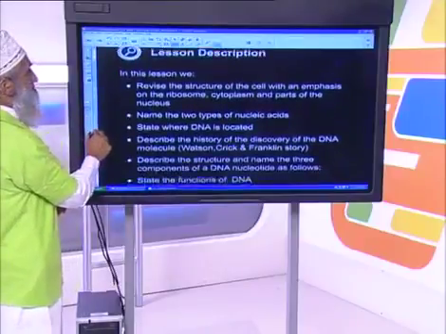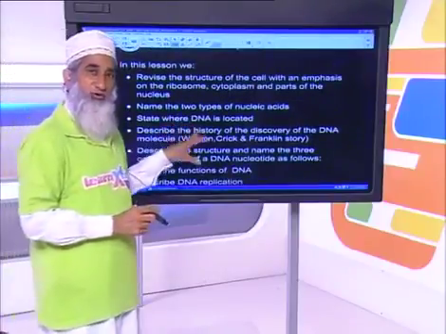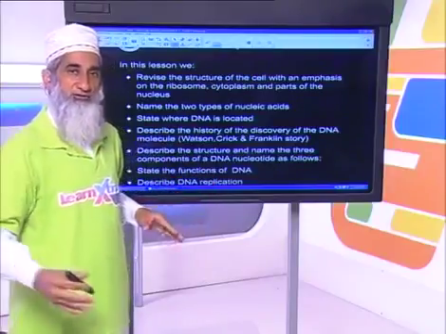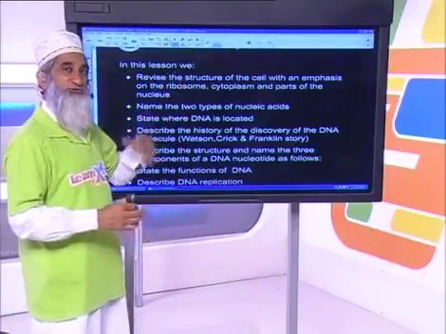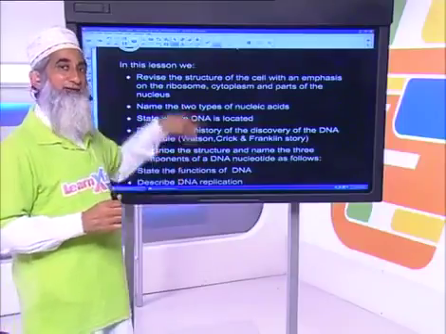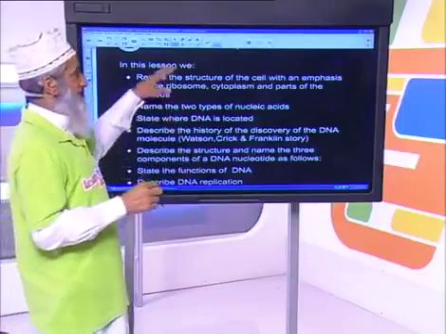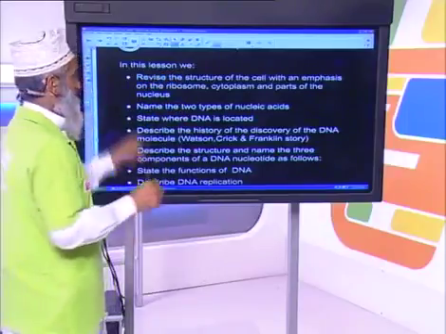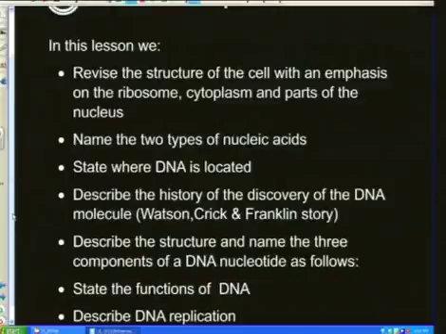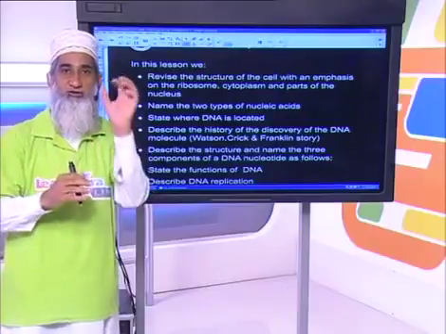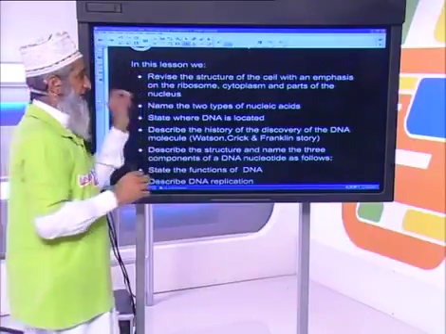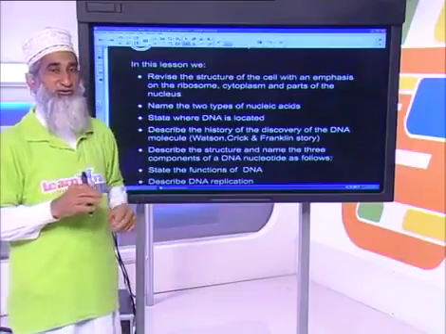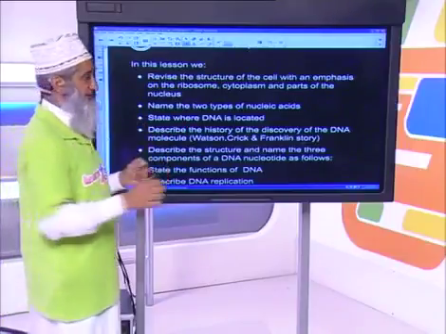What do we want to really do today? The idea we put this on, guys, is that at the end of this hour, these are the things that you need to know. So after the lesson, you need to ask yourself, do I meet these things? The first thing we want to do is revise the structure of the cell with an emphasis on the ribosome, cytoplasm, and parts of the nucleus. You will revise the cell. Go into the cell, look at the nucleus, look at the ribosome and the cytoplasm. Most importantly is the nucleus in this whole topic that we are talking about.